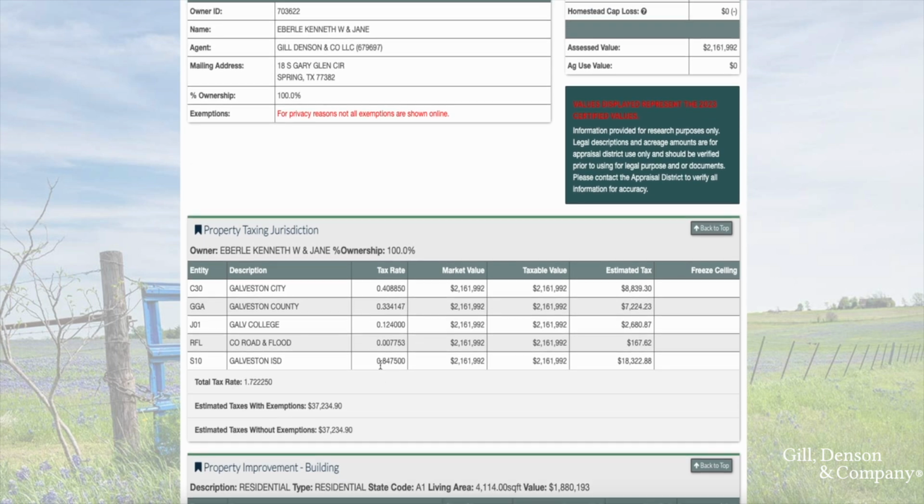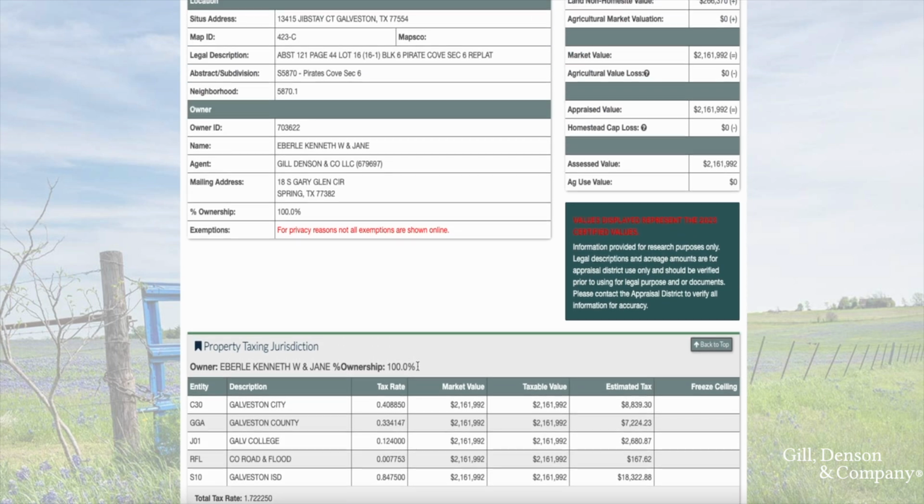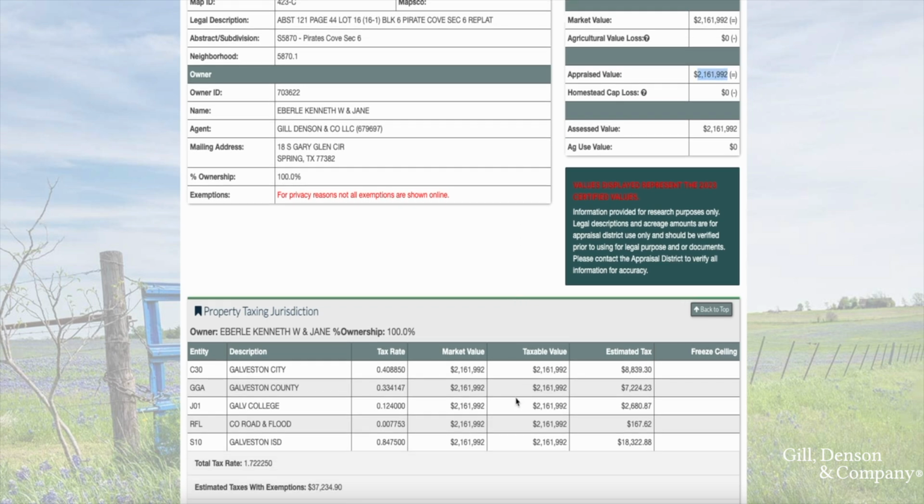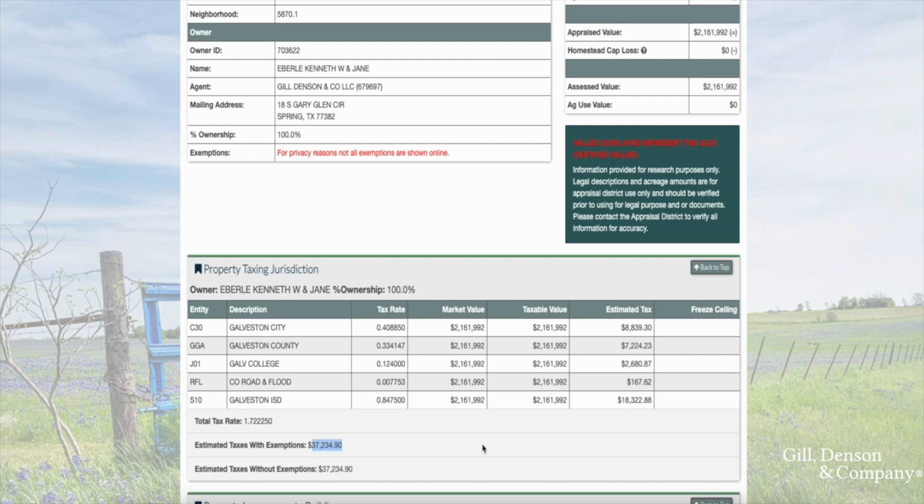Now, at Denson and Company, the great thing that we do is we bring down this value, which is obviously an important part of the calculation towards your tax bill. And again, we saved this property owner last year about $11,164 because we were able to go into hearings and determine that this was the fair market value for this property. What we cannot do is change this rate.